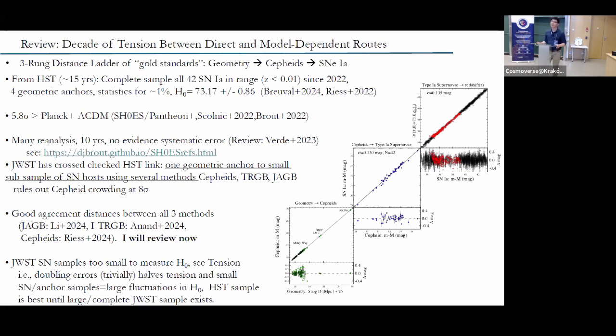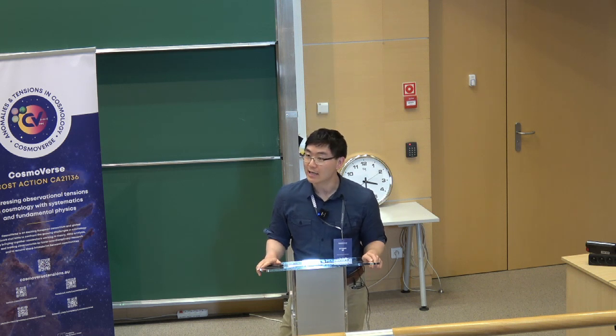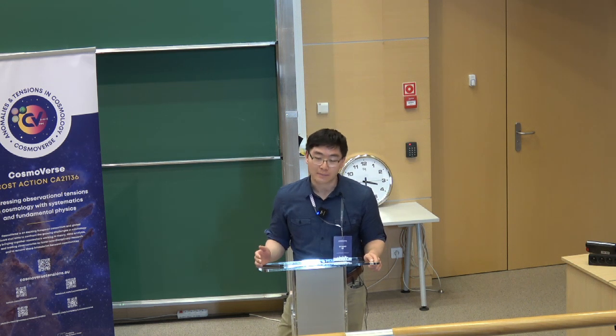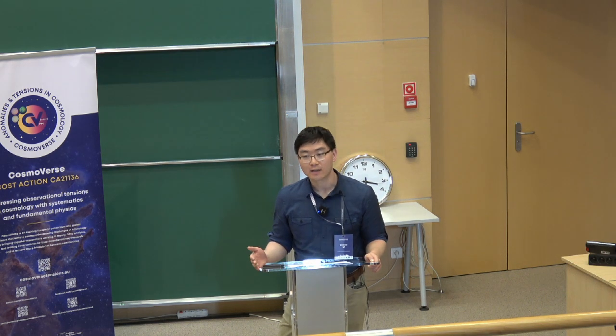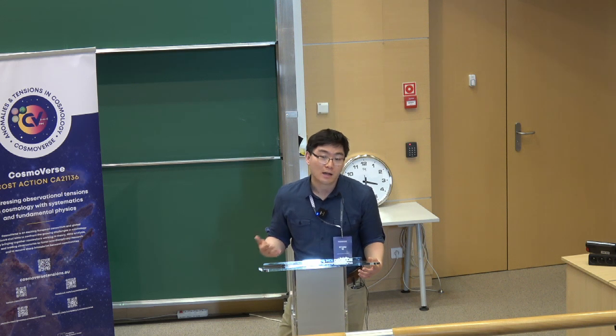I do encourage you to read the review paper by Verde, as well as take a look at this compilation of different studies looking into the systematics in this GitHub link right here. Now, the launch of JWST has allowed us to check this HST link. And at the moment, with the data we have, we do see very good agreement between the JAGB, TRGB, and Cepheid distances. But I do want to first note that we have to be cautious in that with JWST, we have very few samples. And really, we can't resolve the tension.